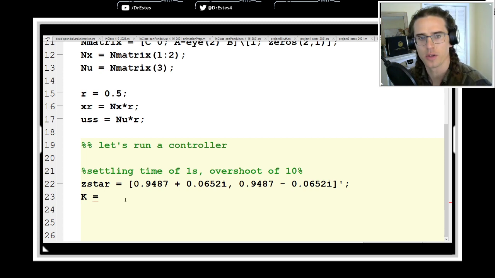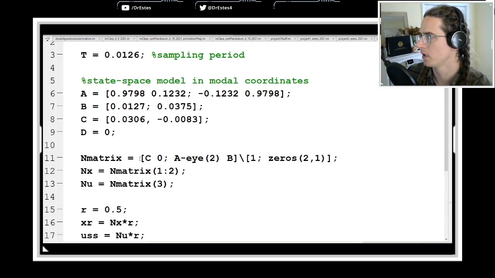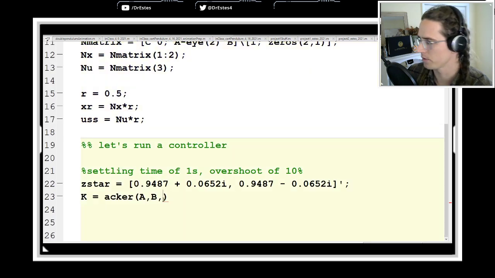Okay, so you can use the Ackermann formula, which is the Acker command in MATLAB. So you just put your A matrix, your B matrix, which we already defined up here. And then you put your target closed loop poles.